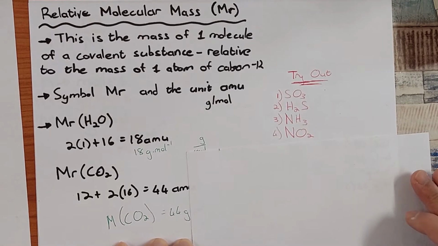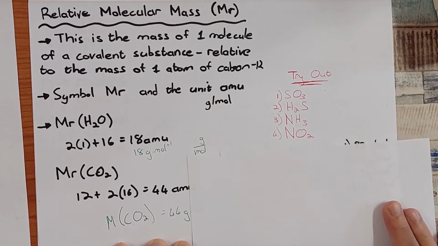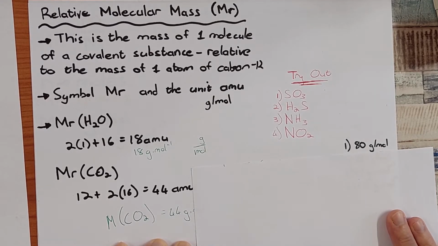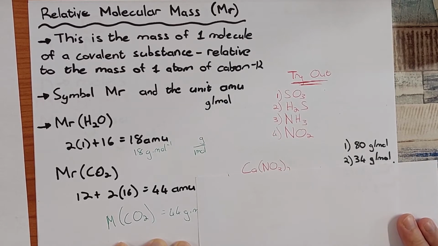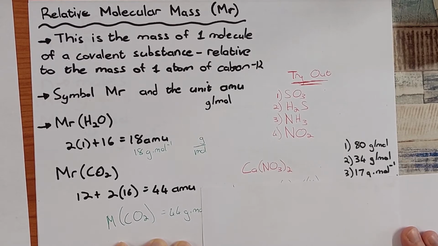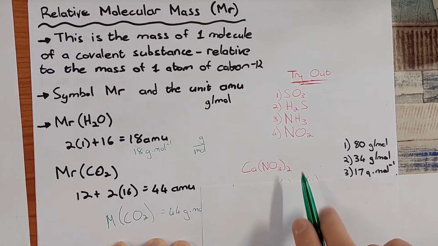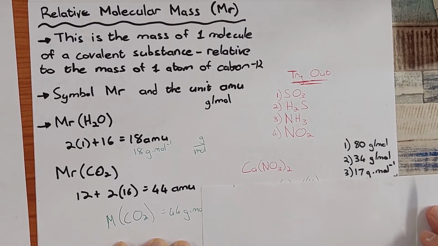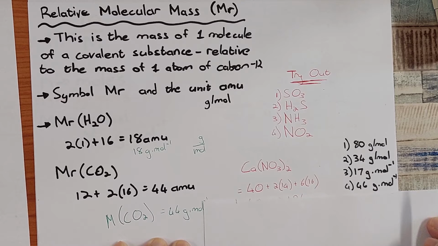Hopefully you have done it by yourself and paused the video. So your first one for SO3 would be 80 g/mol or amu, depending on whether you used your relative molecular mass or your molar mass. Your next one for 2H2S, 34. Next one for 3 ammonia is going to be 17 g/mol, and then your next one over there is going to be 46 g/mol.